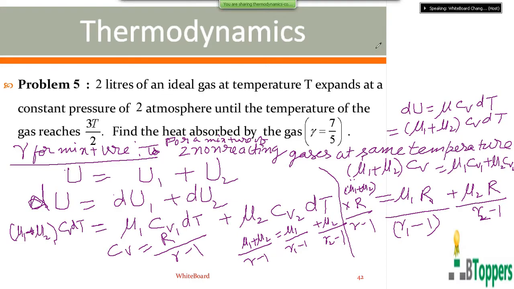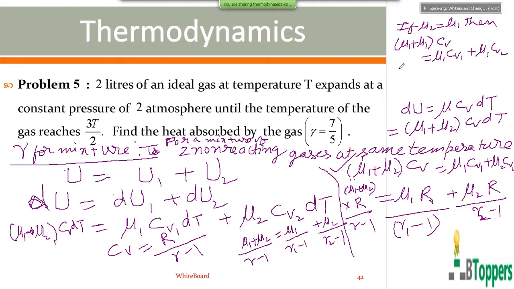Suppose the two gases are mixed with an equal number of moles, so nu2 equals nu1. Then in this equation, nu1 plus nu2 can be written as 2 nu1. So nu1 into CV1 plus nu2, which is also equal to nu1, into CV2. So you can write 2 nu1 into CV is equal to nu1 into (CV1 plus CV2).